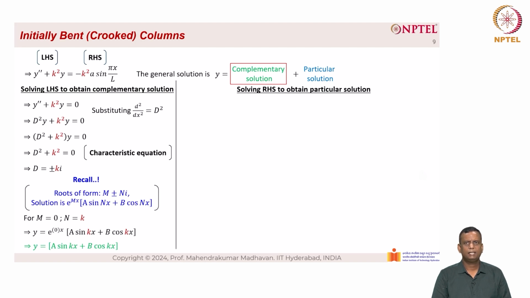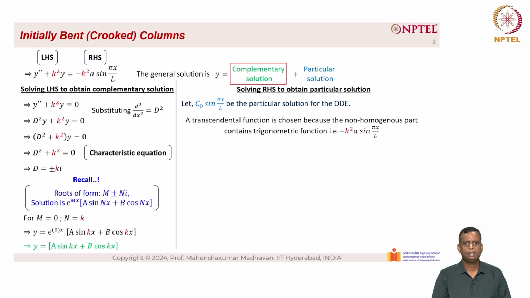Now, we take the right hand side to obtain the particular solution. Let c0 into sin pi x by L be the particular solution for the ODE. A transcendental function is chosen because the non-homogeneous part contains a trigonometric function, that is minus k square into a sin pi x by L. So, we have this equation d square y by dx square plus k square y equal to minus k square into a sin pi x by L.